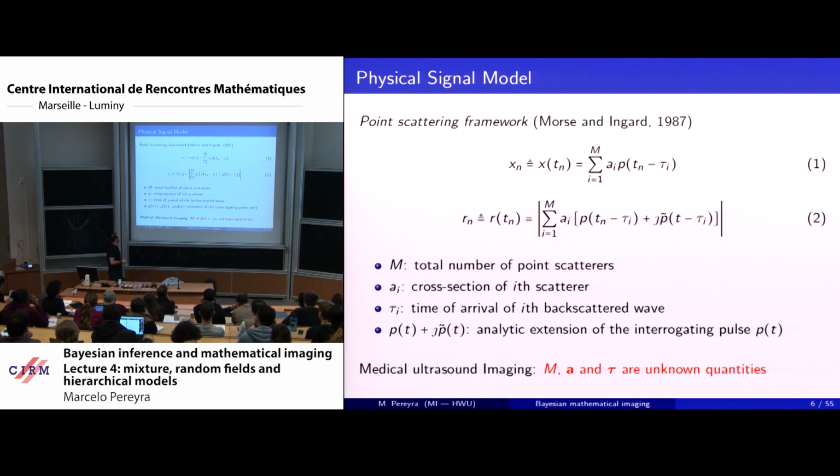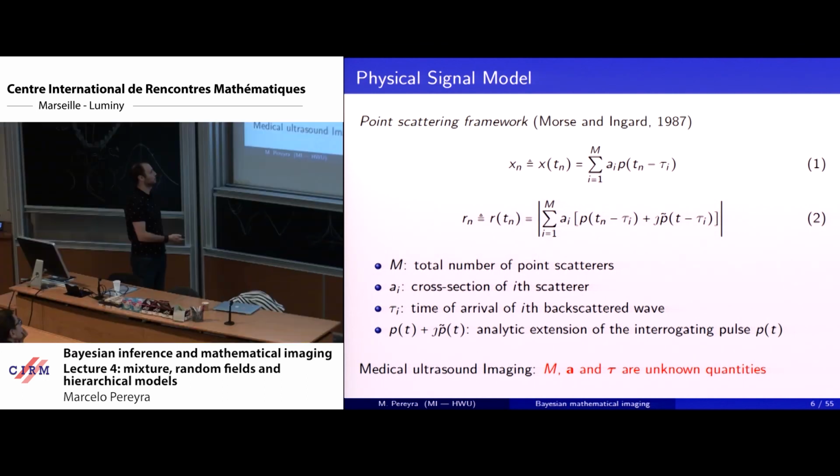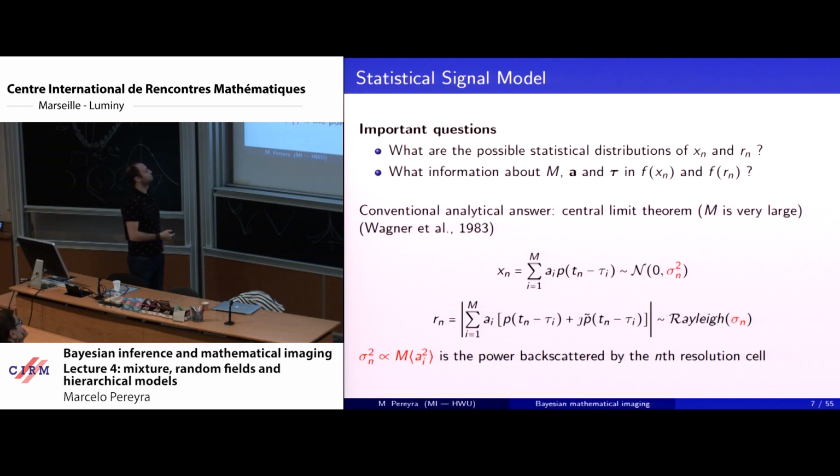The problem is that M, a, and tau, the number of scatterers, the amplitudes, and the delays, are all unknown in imaging. So we'll need to do something to start to learn about these values. Given this physical model, what distribution should my signal have? The standard answer is that this signal should have a Gaussian distribution, and this signal, the envelope, should have a Rayleigh distribution, which is what you get by taking a Gaussian sequence and applying this transform.